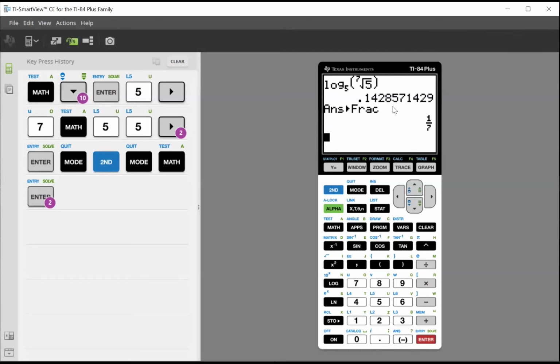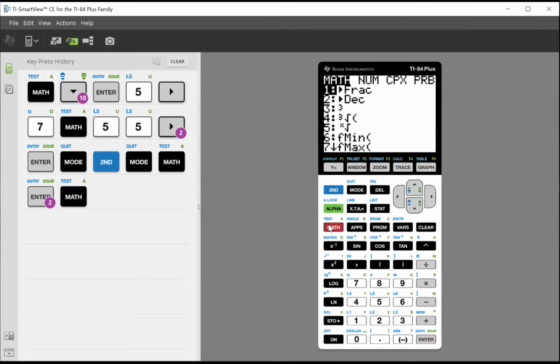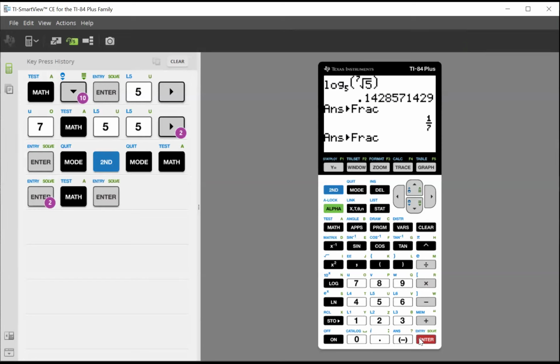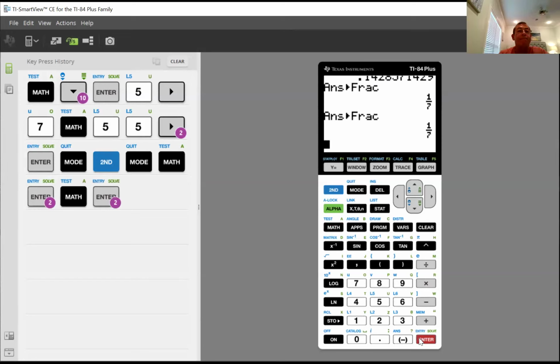0.1428571429. I hit the math button, and the very first thing you see is fraction. Oh, okay. So you hit enter on that and then hit enter again. Thank you. Okay. Oh, y'all got that -4. Good job, y'all. Yeah, you punch that in, that's going to give you a -4.